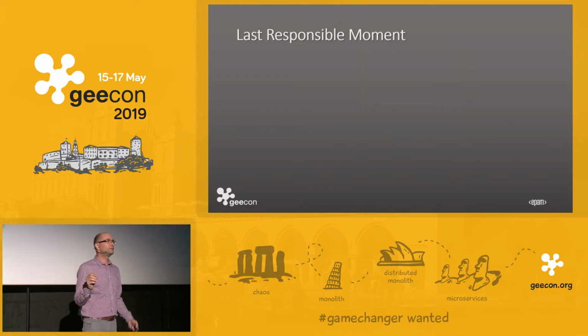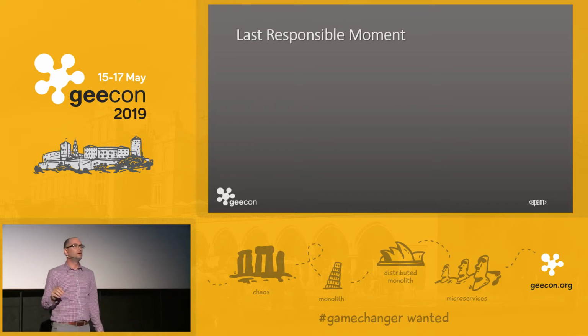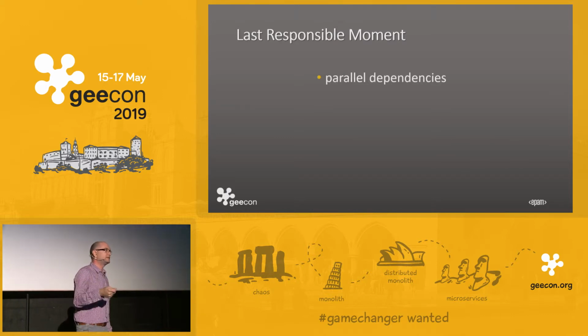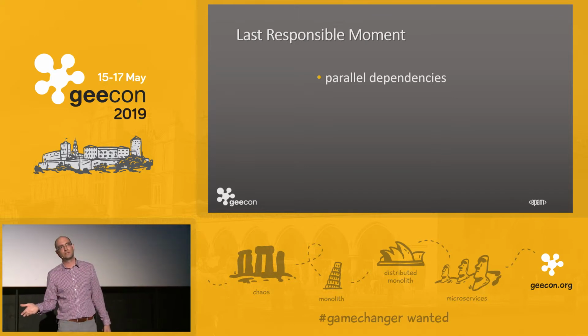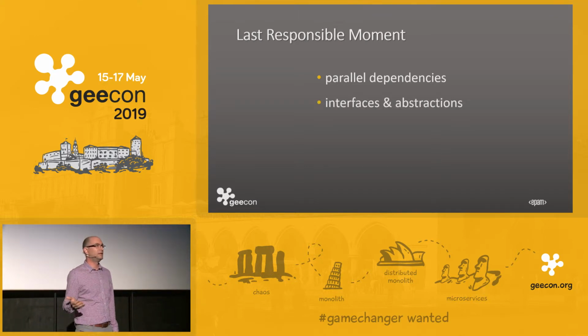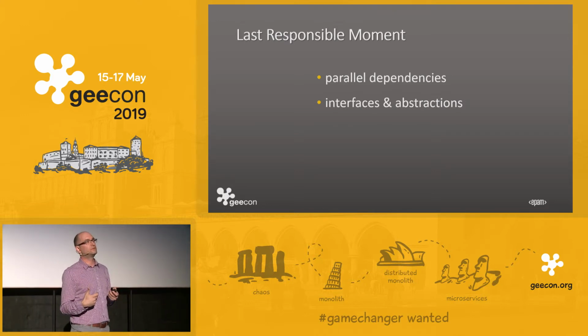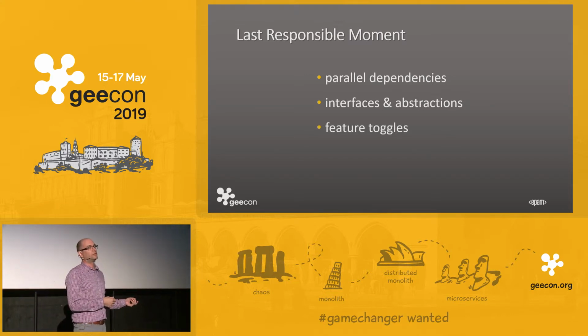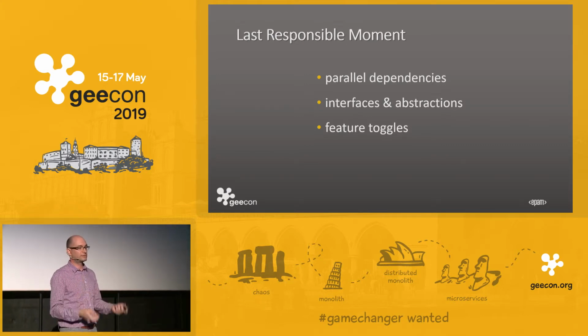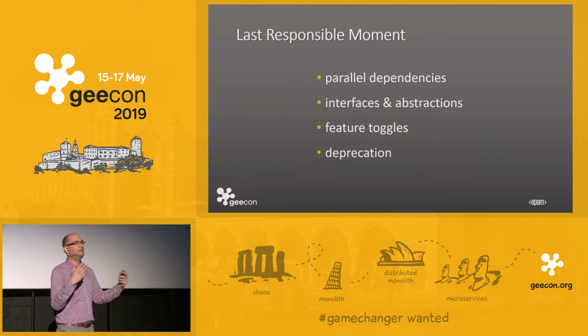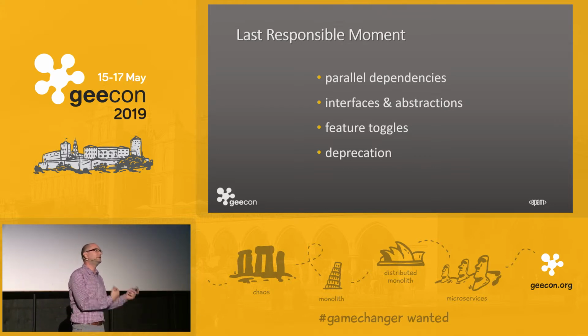Now, if you want to use the last responsible moment, you need several design decisions and design your software around that. So I'm thinking about simple things like parallel dependencies. Many solutions allow these kind of things. For example, you have to use interfaces and abstractions to hide your implementations. And after that, you have to use feature toggles. So I need to turn on and turn off each kind of alternative independently. And it's really a commitment from the team to do this kind of design around the solution that I'm going to use, and around the different kind of solutions especially. And at the end, you can use deprecation, figure out what's the least used alternative.